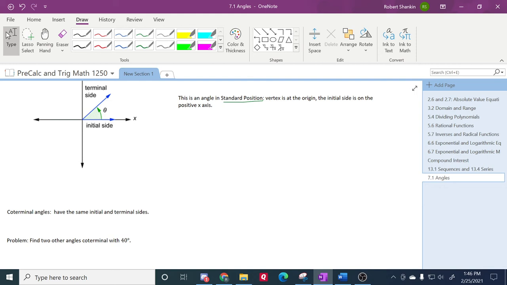Go ahead and hit enter and talk it out in your group. All right, group 4. Any ideas here?